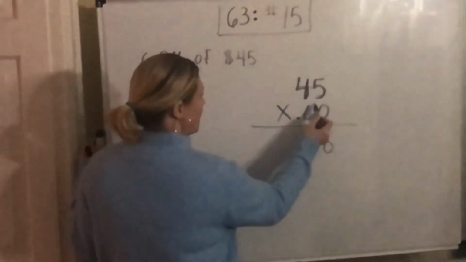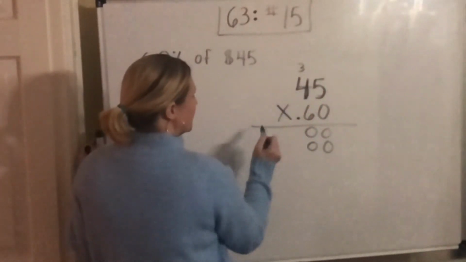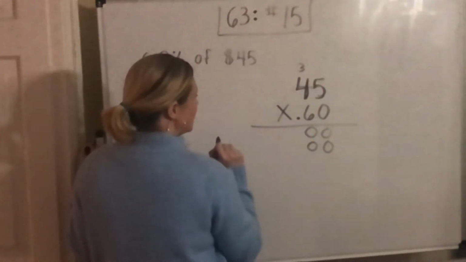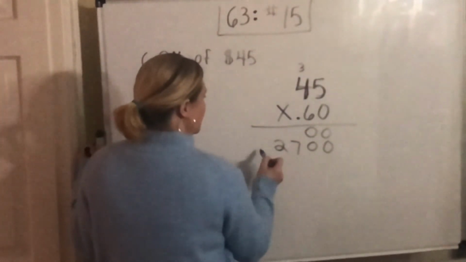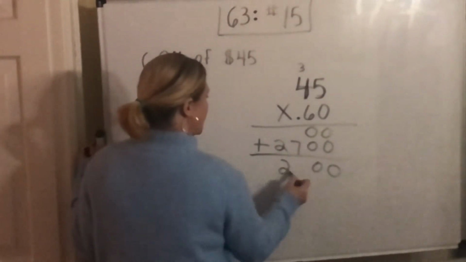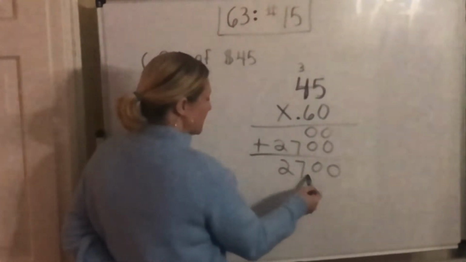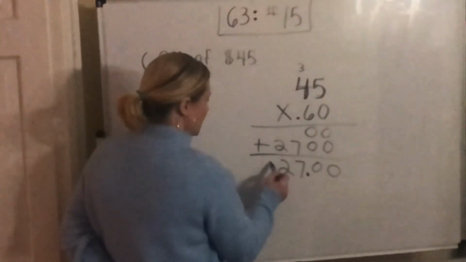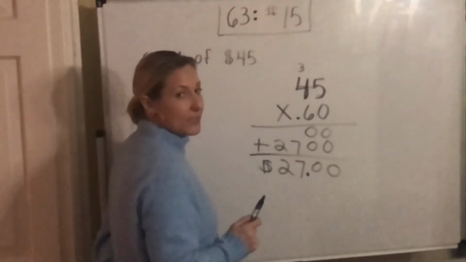The second row will be 30, carry our 3, 6 times 4 is 24, plus 3 is 25, 26, 27. So now we can add 0, 0, 27. We have 2 places behind the decimal, so we need to put our decimal in 2 places over. So 60% of 45 is $27.